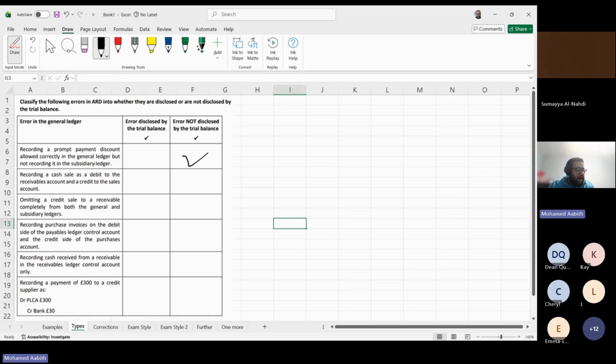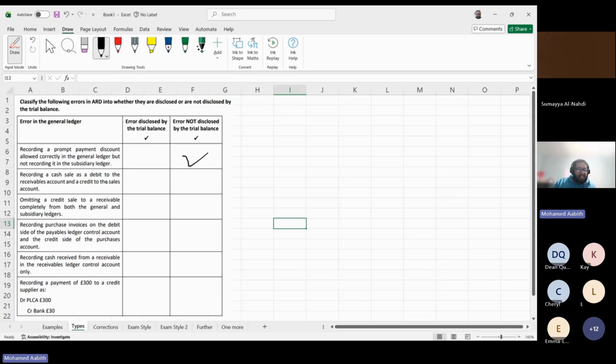What error could we ask about it? It could have been an error of commission, but it could be something different. I wouldn't say too much about it, but the general ledger is not incorrect. They're all fine, only the subsidiary ledger is affected. So that is not going to impact the trial balance.